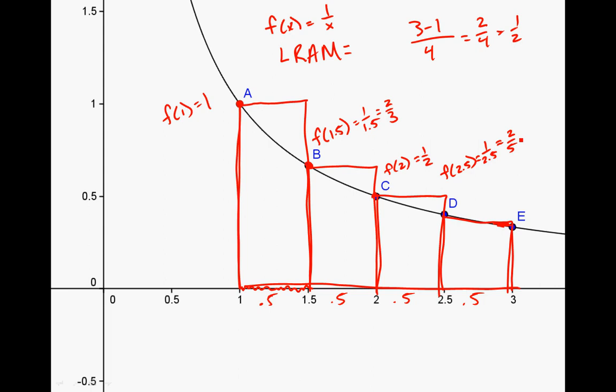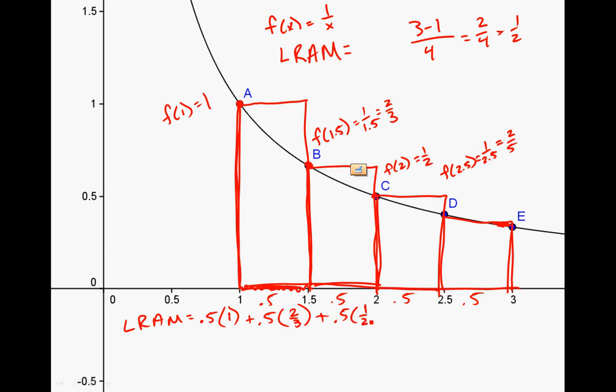Okay, so now we have the height of each of these rectangles. So what we want to do to find the LRAM is multiply 0.5, the base of the first rectangle, times the height of the first rectangle. Then add that to the base of the second rectangle times the height of the second rectangle, plus the base of the third times the height of the third, plus the base of the fourth times the height of the fourth. All right, so that's going to be our left rectangle approximation method.